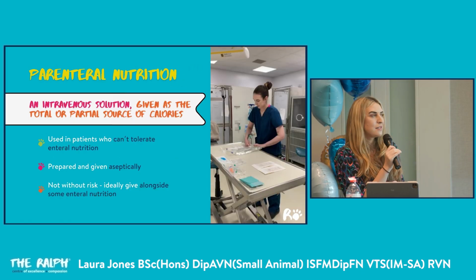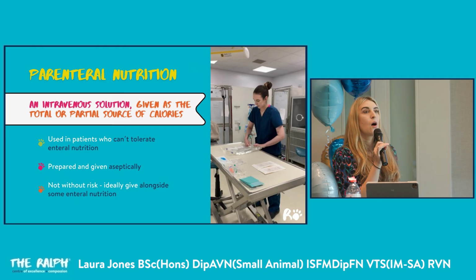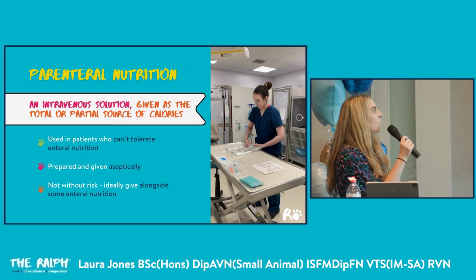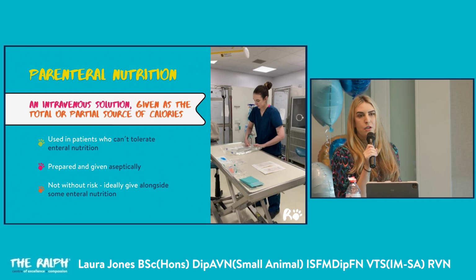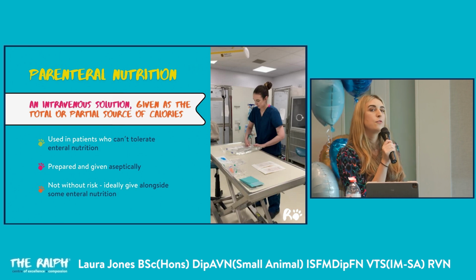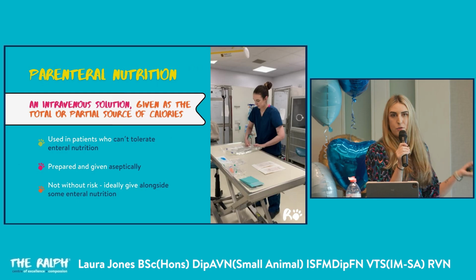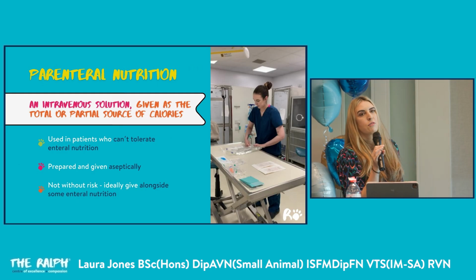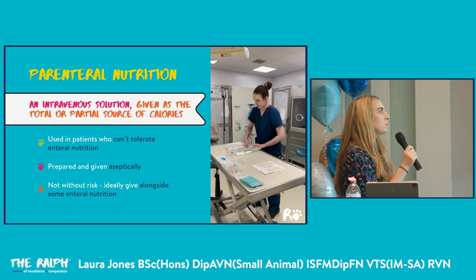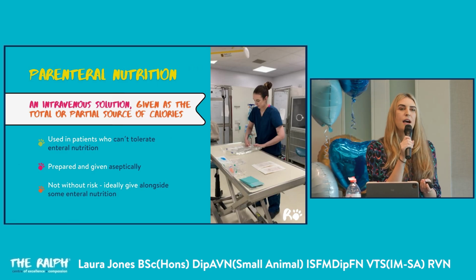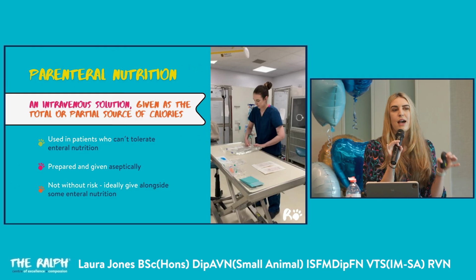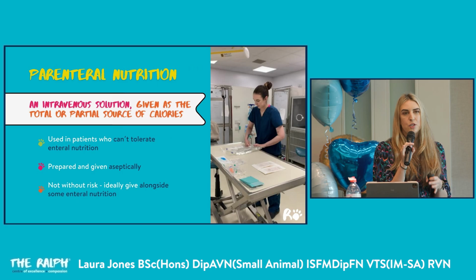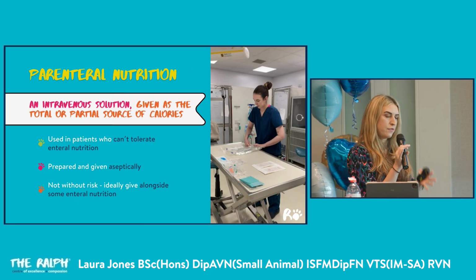So when we do this, we give this as either the patient's whole source of calories, which is TPN, total parenteral nutrition, or as a partial source of their calories if they can tolerate some food via the GI tract. And that's partial parenteral nutrition, or PPN. Now, parenteral nutrition is reserved really only for patients that can't tolerate food via the GI tract. And that's not a patient that won't eat, that is a patient whose GI tract is not working, so they can't absorb nutrition sufficiently from their food.